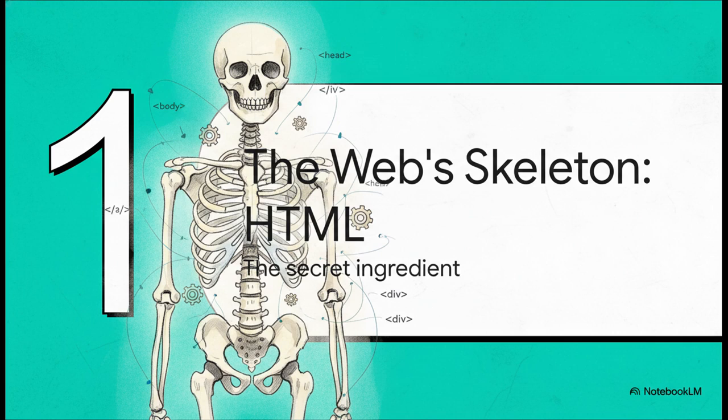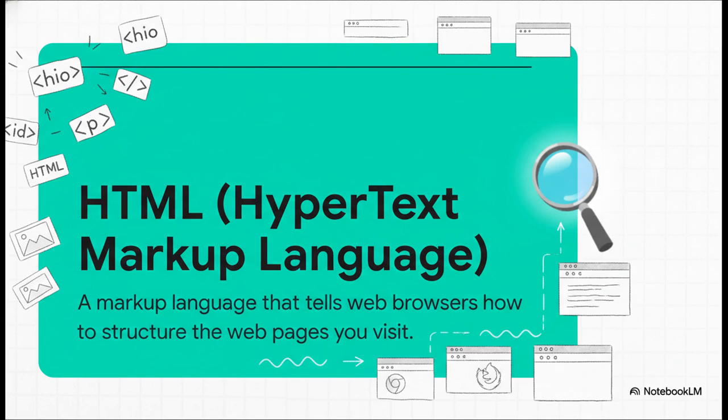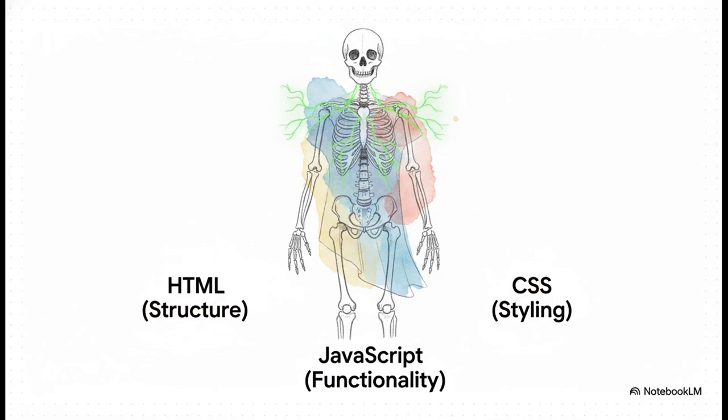The best way to think about it is like this. HTML is the skeleton. It's the foundational layer that gives every web page its basic essential structure. So what is HTML, really? It stands for HyperText Markup Language. But all you really need to know is that its one and only job is to tell a web browser, like Chrome or Safari, how to structure the stuff on a page. It doesn't care about colors, it doesn't care about fonts. It just says, hey, this is a heading, this is a paragraph, and that's an image. That's it.